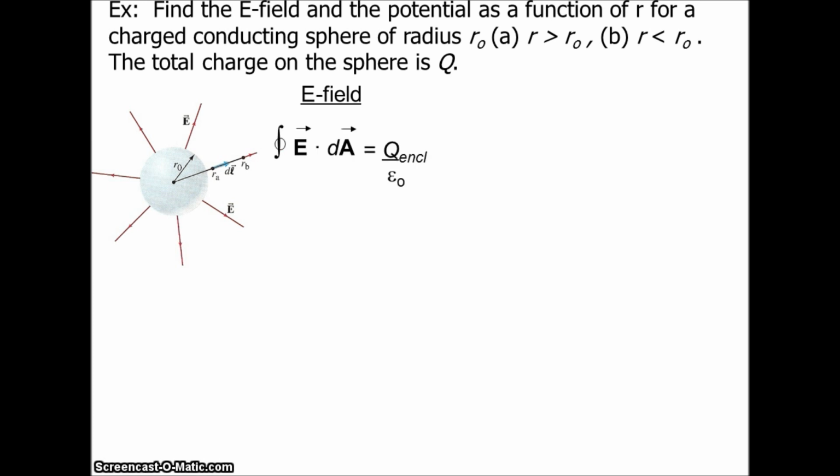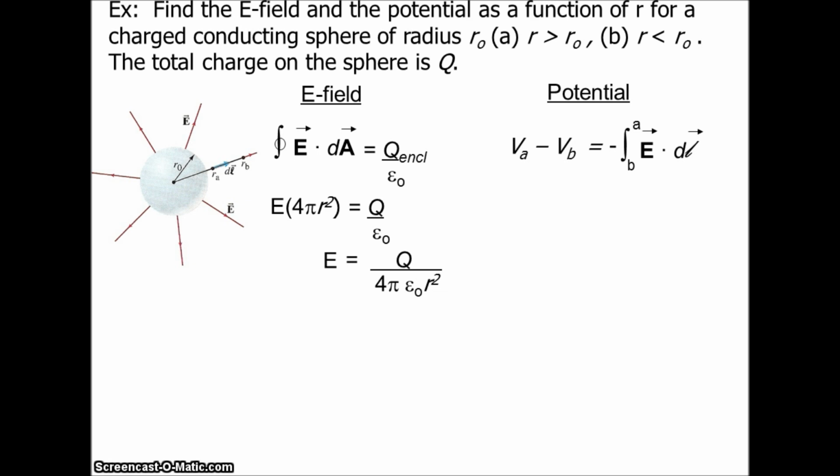So for the first part, R is greater than R naught. Gauss's law gives us E is equal to Q over 4 pi epsilon naught R squared. Let's find the potential now. The potential from A to B, so here's A outside to B, is the integral of negative from B to A of E dot dl. So we're looking at the electric potential here compared to out here.